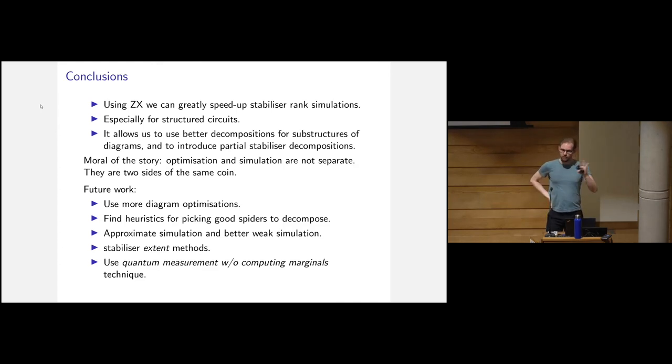I said that we have this doubling technique to calculate marginal probabilities, but there's this recent paper by names I forgot, I'm sorry, but it's called something like quantum measurement without computing marginals. And they show how you can do weak simulation using strong simulation without calculating marginals, so that you can prevent this double counting argument. And we actually do have a master student that has already implemented this, and it does seem to work quite well in a variety of cases. And there's a whole bunch of other things that we could try that didn't fit on the slide.